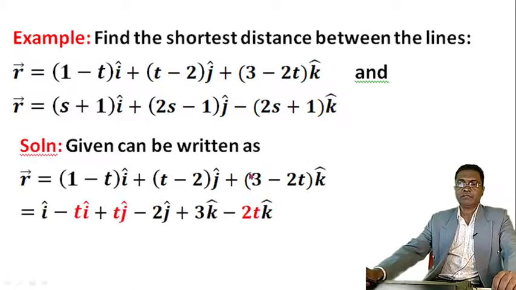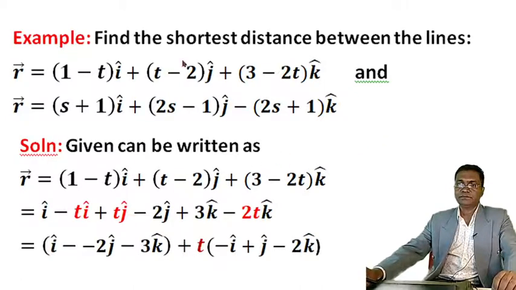So the given line can be written as, this is your first equation. First you expand it. So i into 1 is i cap, i into t is minus t i cap. Next, t into j cap is t j cap, minus 2 j cap. Next, 3 into k, that is t k cap minus 2 t k cap.